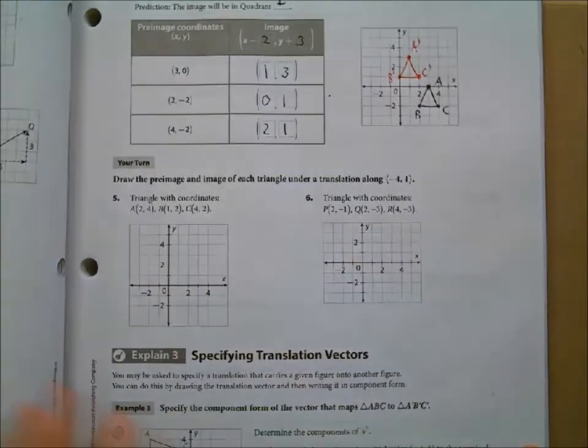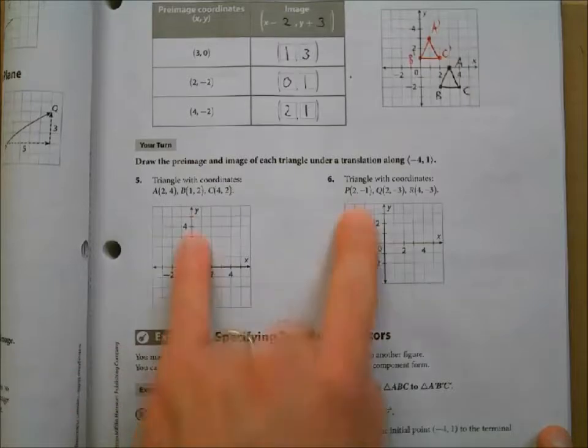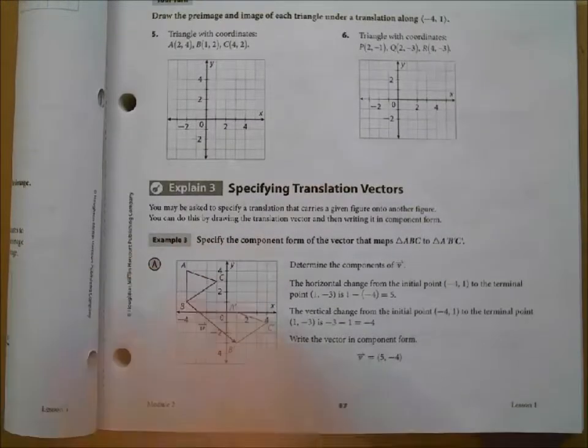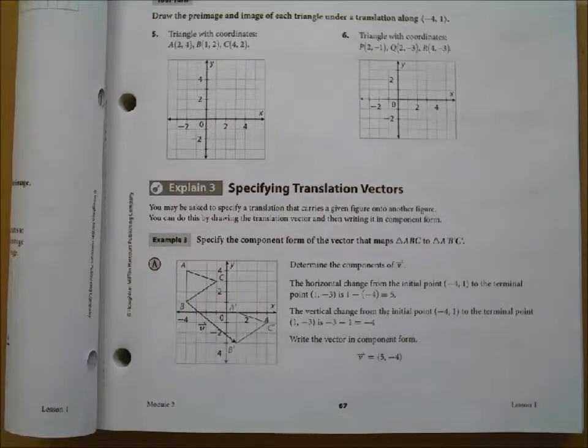I'm going to have you guys skip this so I can give you more time to work on the homework, okay? So I'll leave those alone for right now. I'm going to give you more time to work in class. But I do want to talk about specifying the translation vector as well. So not only should we be able to do a translation given a vector, but we should be able to determine the vector given the translation.